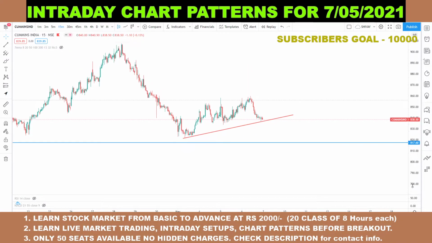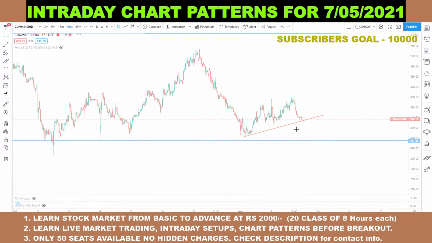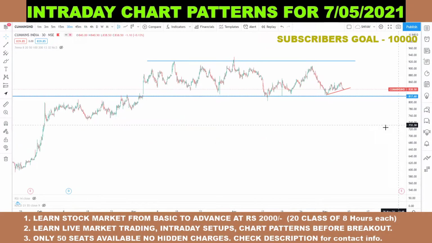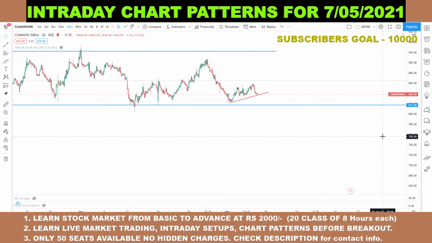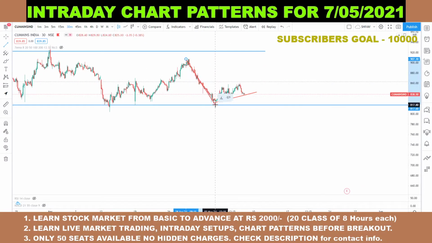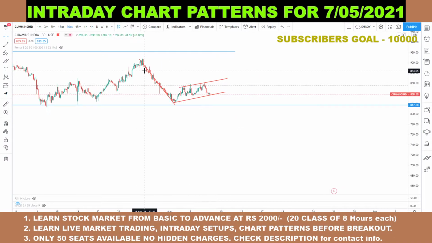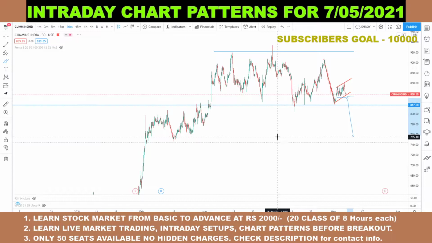Now let's analyze this stock, Cummins India. If you watch this stock in the 30-minute time frame, you will find that it is trading in this sort of a channel, but now it has made a bearish flag kind of a pattern. If the stock tomorrow gives a breakdown below this whole level of 830, then it will fall hugely in the coming days till 760, 750, just because there is no support in this region.